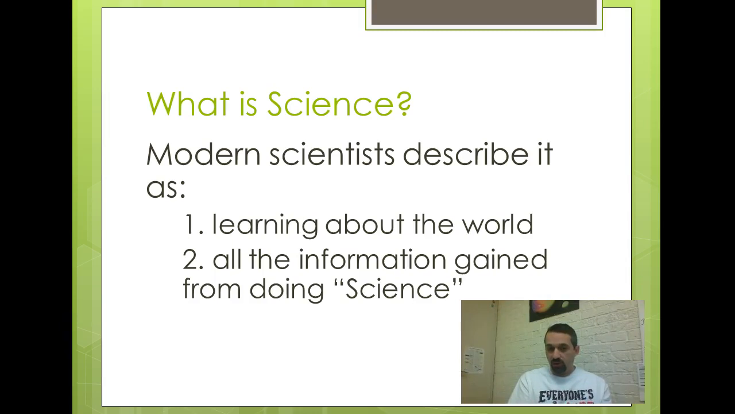The second part of science is the information that is gained from doing science. For example, we know that radioactive isotopes, materials that are radioactive, emit dangerous radiation that harms cells. If you get too much radiation, you'll get sick and die. So now we know that if we see the symbol for radiation, it's probably a bad place to go and we shouldn't be there.